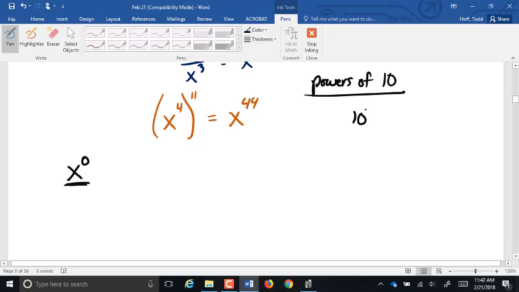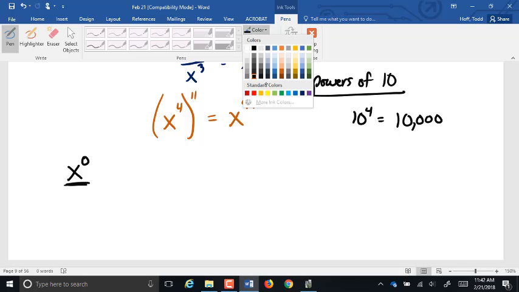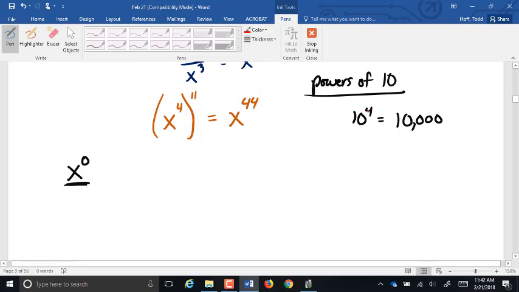So let's start out with 10 to the power of 4. Of course, 10 times 10 times 10 times 10 comes out to be 10,000. Now, many of you probably learned a shortcut for powers of 10. That's 10 to the power of 4. That means there's 4 zeros there.